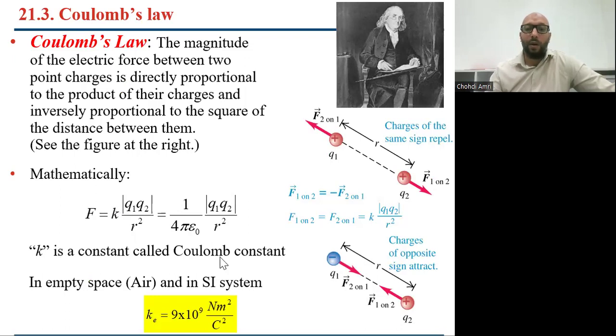K is called Coulomb's constant. Coulomb's constant is equal to 1 over 4 pi epsilon naught, okay? And it's equal to 9 times 10 power 9 Newton meter squared divided by Coulomb squared. Good? Okay, good. Let's continue. According to Coulomb's law, if we have positive and positive charges, of course, as we said before, there is a repulsive force. Let me explain here.